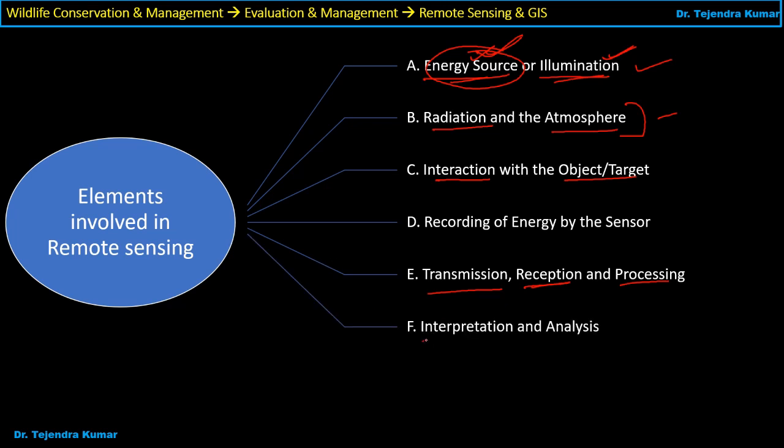Before those things, the system analyzes and interprets the data. Interpretation and analysis is very important because these signals are in the form of some sort of codes, like sometimes it is in dots, sometimes in lines, sometimes in plots or areas.